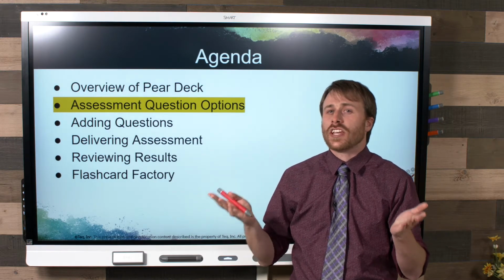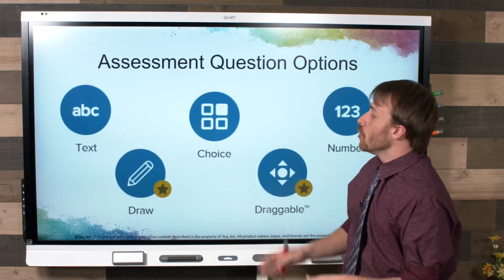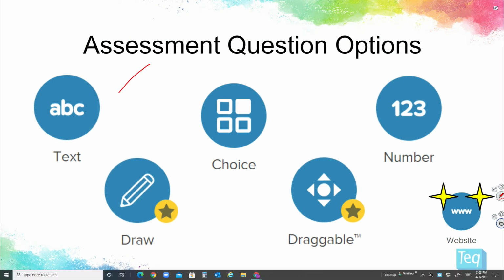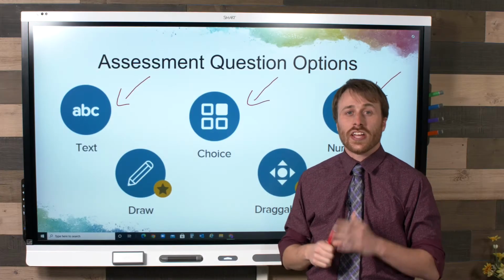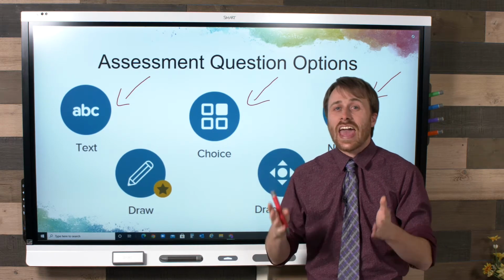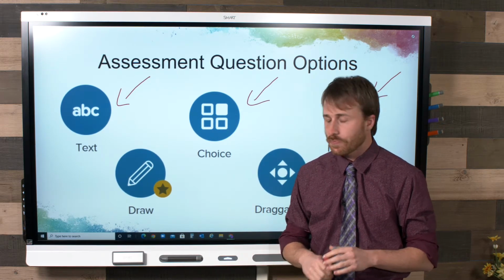What kind of assessments can we give? So Pear gives us several options here. We can insert a text question where students will write an answer. We can do a multiple choice question, which is exactly how it sounds. We could also insert a number question where students can write a number as an answer. Now, all of these three features here at the top, text, choice, and number, are free on basic accounts. Anyone can add those types of questions.